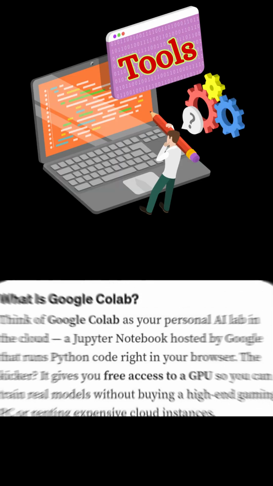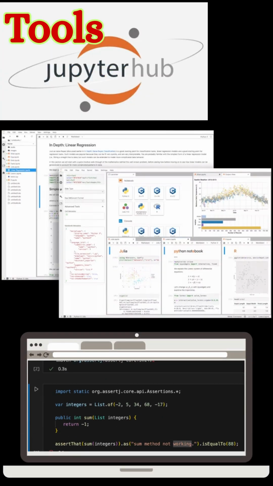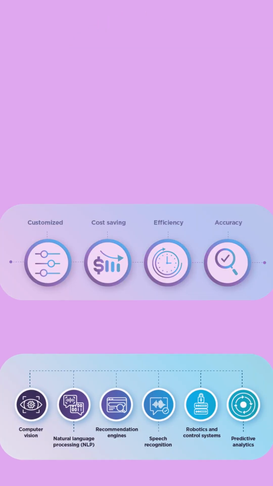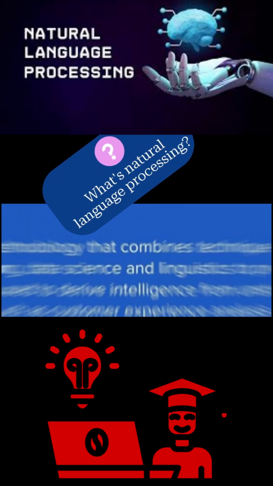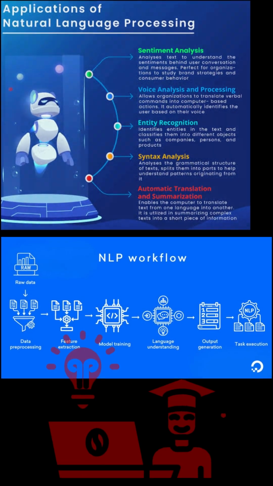Tools: use Google Colab, which offers free GPU access, or Jupyter Notebooks for coding. Next, explore specialized AI fields. Once comfortable, dive into areas like natural language processing, computer vision, or reinforcement learning, based on your interest.